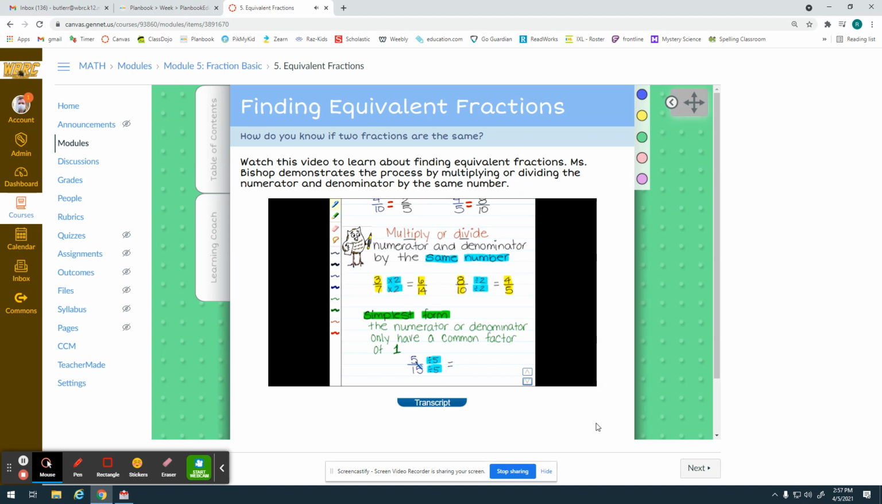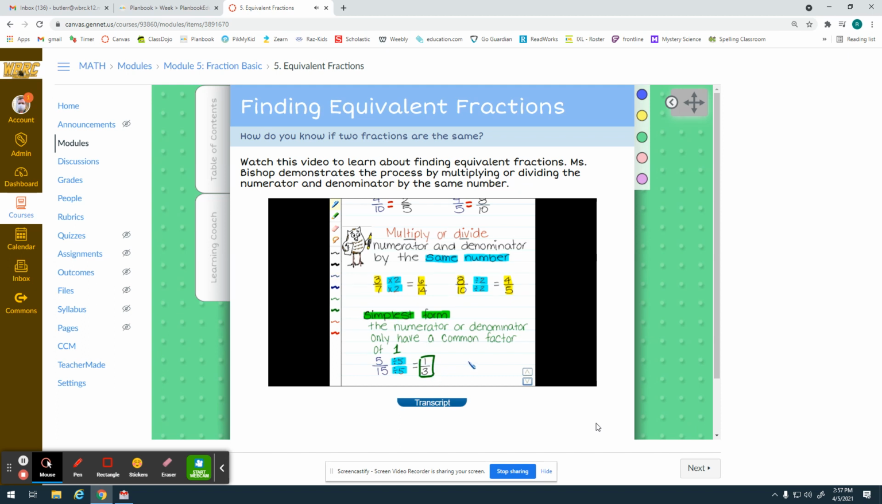If I do that, 5 divided by 5 is 1. 15 divided by 5 is 3. So these two fractions are equivalent, but 1/3 here is giving us the simplest form. We can't divide any more than we just did. 1/3 is the simplest form.